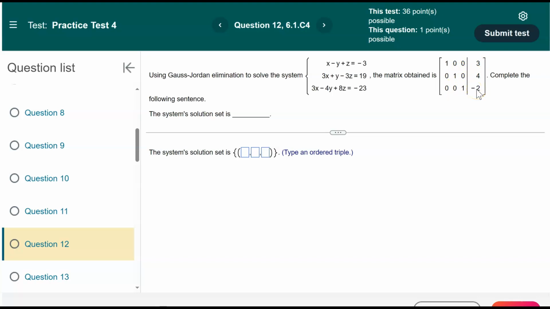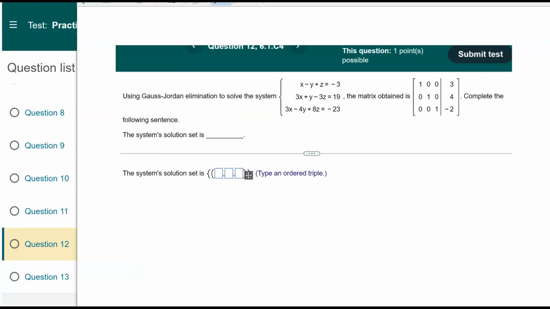That means the solution is just x is equal to 3, y is equal to 4, and z is equal to -2. So let me emphasize, that is only true if you have this reduced row echelon form, where the main diagonal is 1 and the rest are 0. If it's not in this format, then you cannot write the solution yet. Okay, so in this particular case, the solution set is just the ordered triple. The x-coordinate is 3, the y-coordinate is 4, and the z-coordinate is -2.